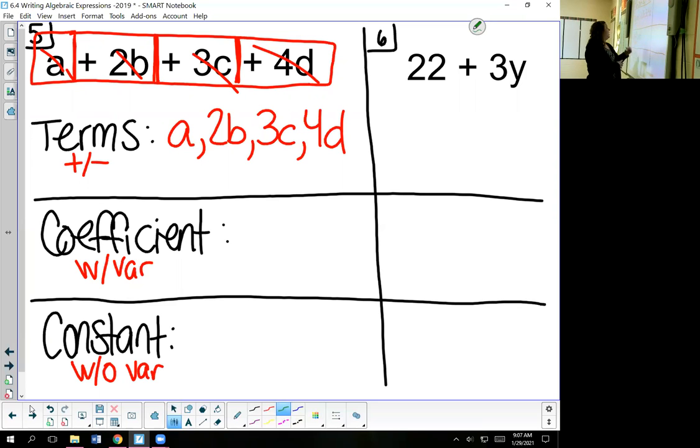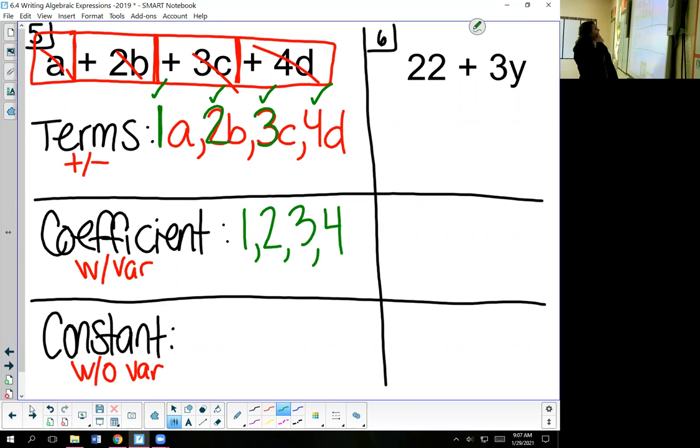Coefficients with the letter. Okay, remember, we don't see 1 in front of a variable. It's a 1. So 1 is my coefficient. A is a variable. I got a B. So therefore, 2 is my coefficient because it's with a variable. Took care of that. I have a C. That's a letter, a variable. So guess what? 3 is also a coefficient. It's with a variable. And D has a number and is a variable. So therefore, 4 is a coefficient.